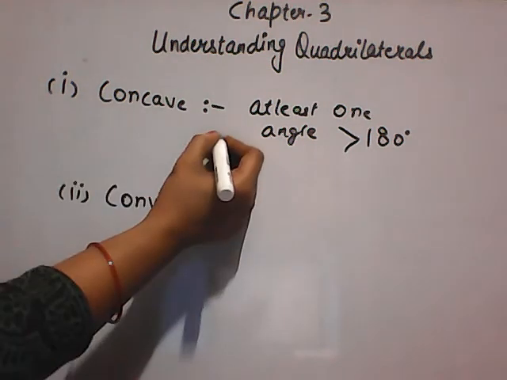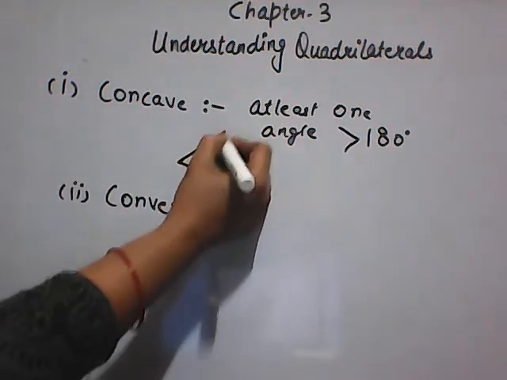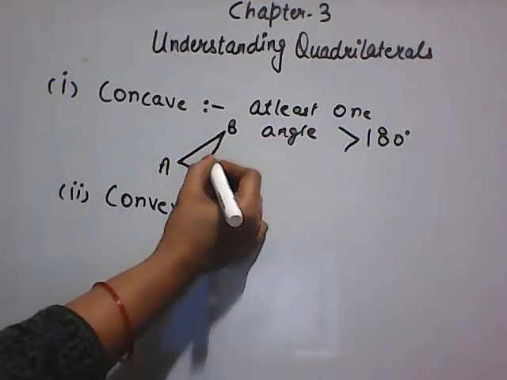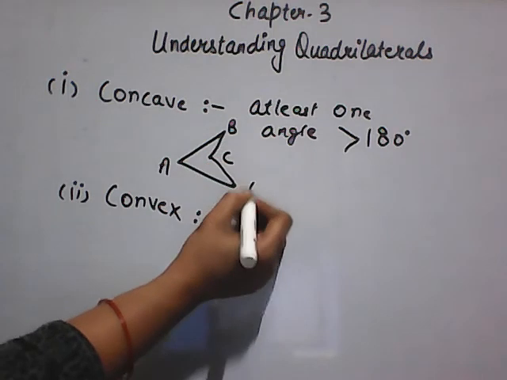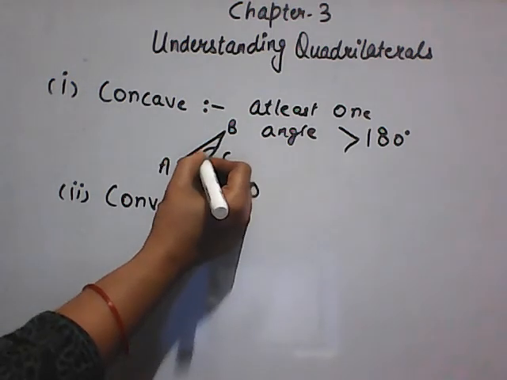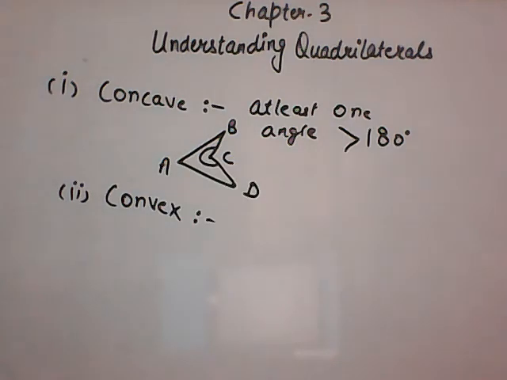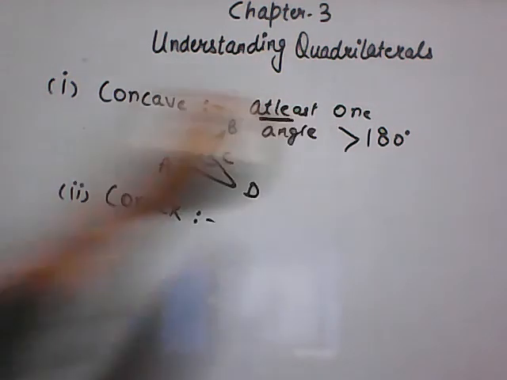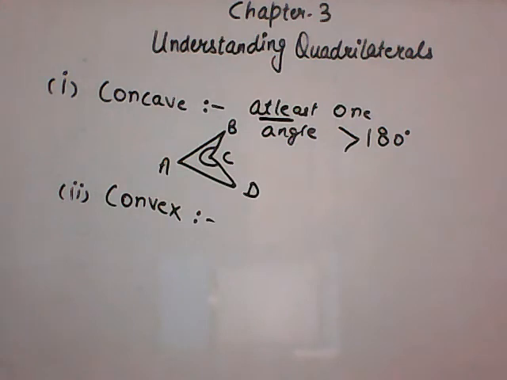Here, suppose this is a figure with points A, B, C and D. In this figure, angle C is greater than 180 degrees. That's why it is known as a concave polygon. At least one angle is greater than 180 degrees. In this polygon, 2 angles, 3 angles, 4 angles can be greater than 180 degrees. Now the condition is at least one. At least one angle should be greater than 180 degrees for it to be a concave polygon.